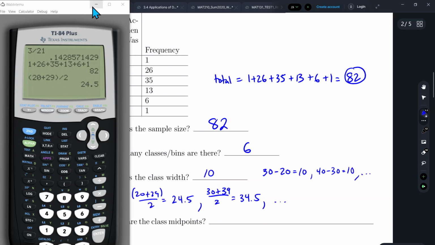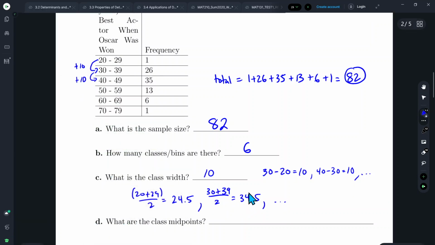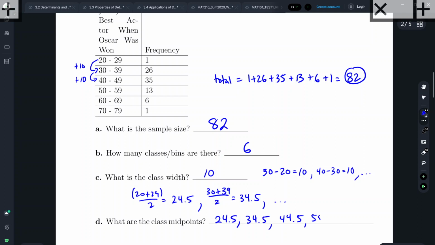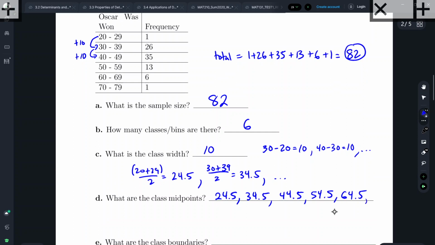And then the other calculations are similar, and we can sort of see the pattern going on here, right? So the class midpoints would be 24.5, 34.5, 44.5, 54.5, 64.5, and then finally 74.5. So following the similar calculation here, but I'm going to skip them to save time.